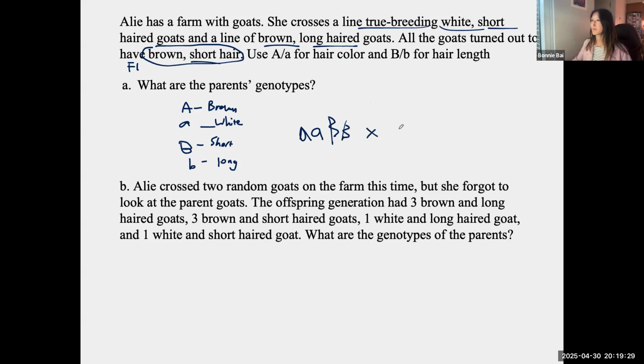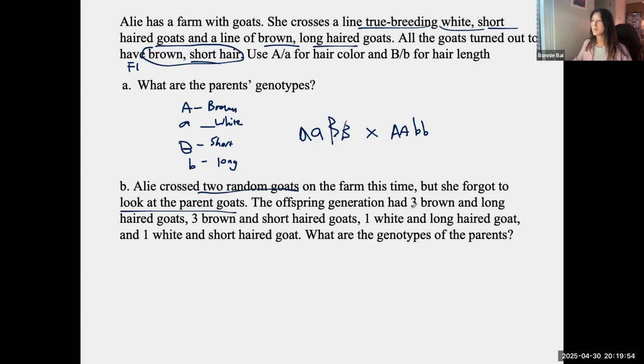Crossing with the other parent, we have brown, which is big A, and then what are we looking at? Brown and long, so little b and little b. Those are our parents, and that's it for A. B says we're crossing two random goats. We really don't know what they are. She forgot to look at the parent goats.